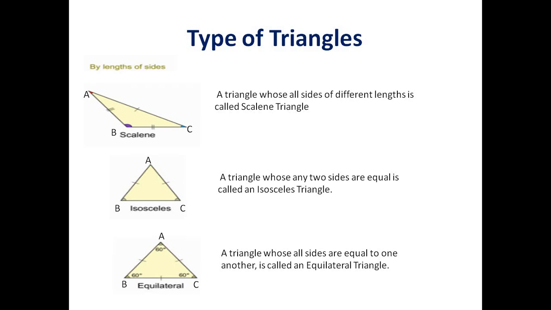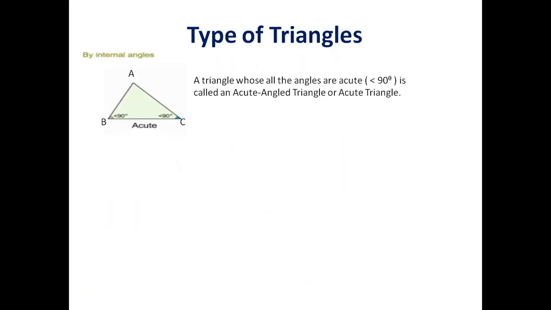Similarly, we have classified triangles based on their internal angles also. What are those? The acute angle triangle. Acute means less than 90 degrees. So when you say a triangle whose angles are all acute, what does it mean? All these angles must be less than 90 degrees. And also when you sum these three, it should be 180 degrees. That kind of triangle we will call an acute angle triangle or acute triangle.